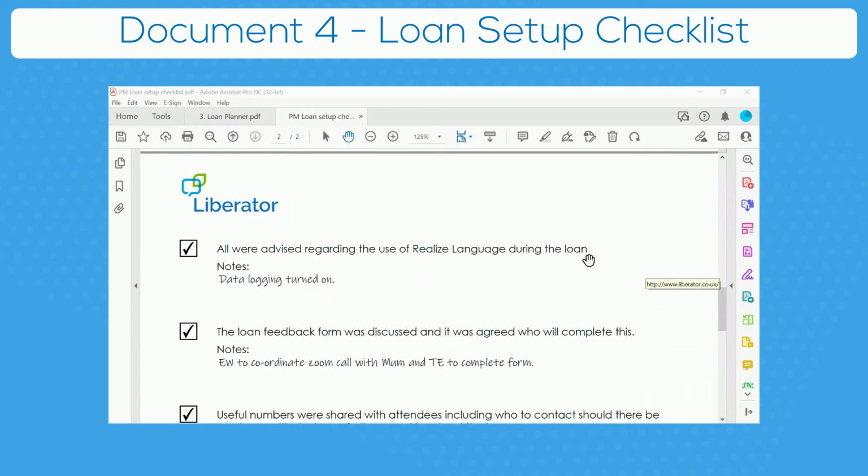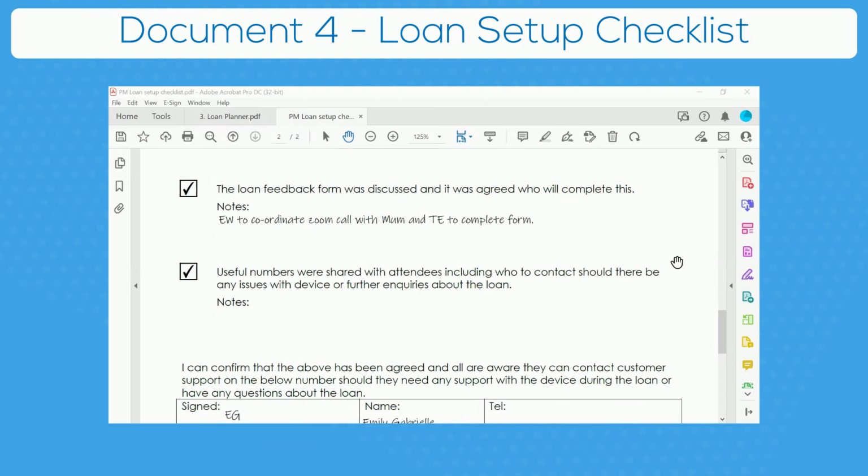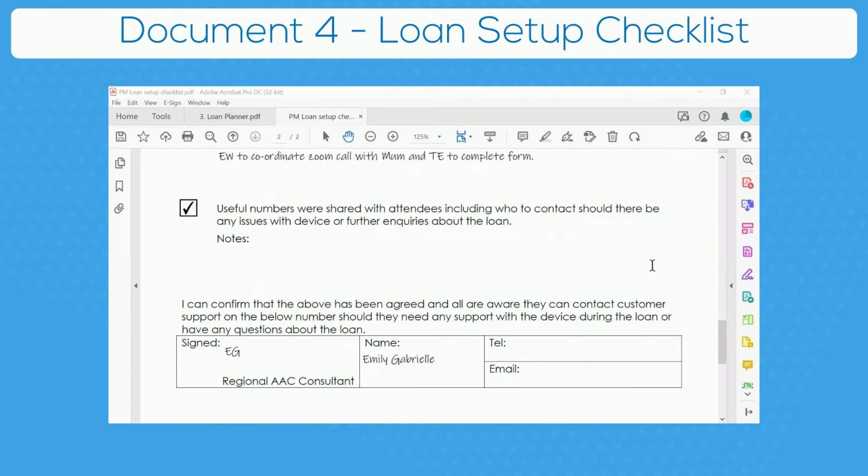Data logging using Realise was discussed, and so data logging was turned on. The loan feedback form was looked at, and Emma agreed to coordinate a Zoom call with Mum and Tom at the end of the loan to complete the form. And finally, useful numbers were shared with the team.